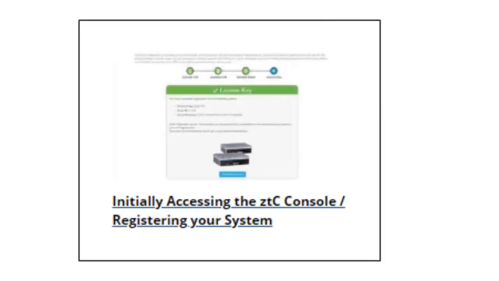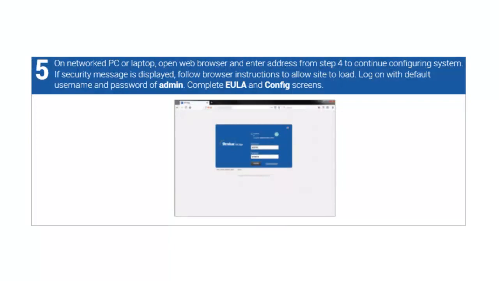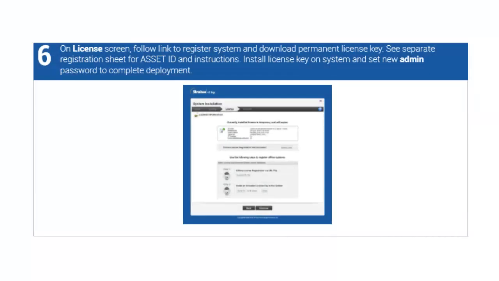To complete the single node installation, please view the Initially Accessing the ZTC Console, Registering Your System training module. In this module, you'll complete the deployment by performing Step 5, Accessing the ZTC Console, and Step 6, Registering Your System.